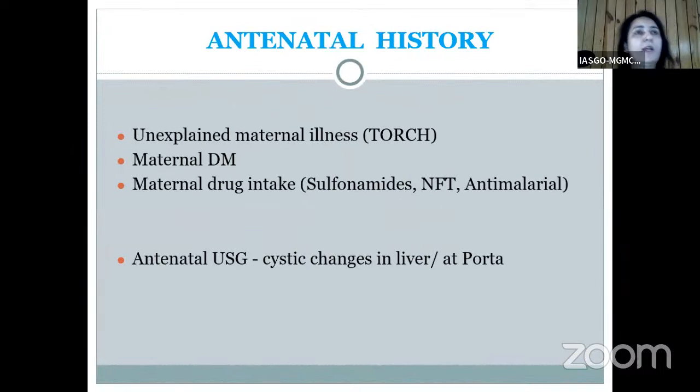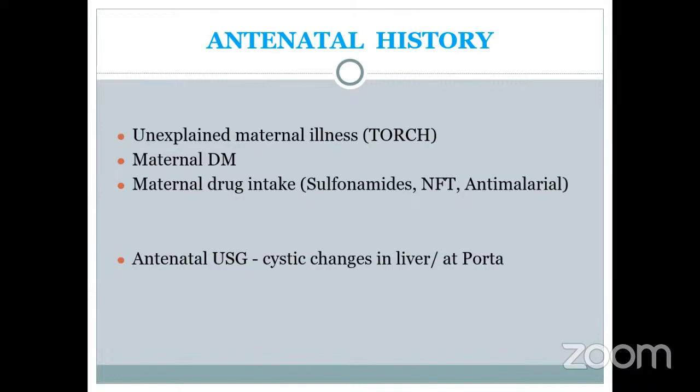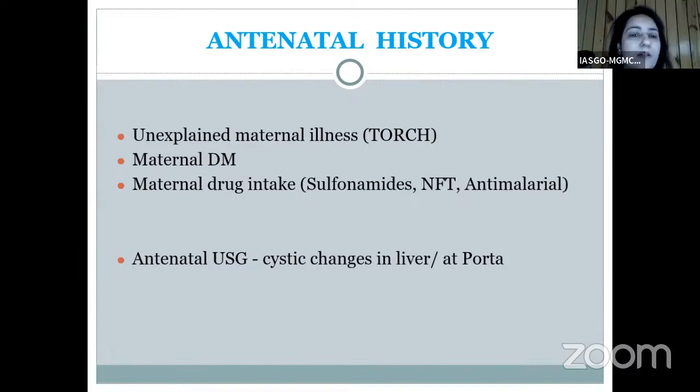So the history taking in the pediatric age group is different from the adults. I will keep saying this sentence because our patients are absolutely different from the adults. Although the management ultimately is the same in all the age groups, the presentation and the history taking are absolutely different. So we need to take the history of TORCH infections in the mother, along with history of diabetes mellitus, maternal drug intakes like sulfonamides, nitrofurantoin, antimalarials, and the mother can present with an antenatal ultrasound which has shown some cystic changes in the liver or at the porta.